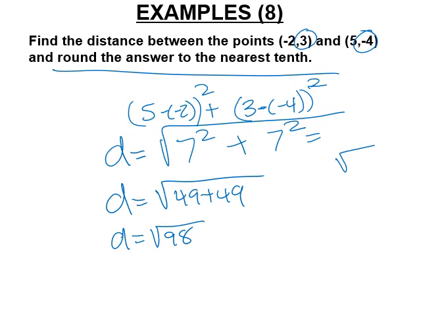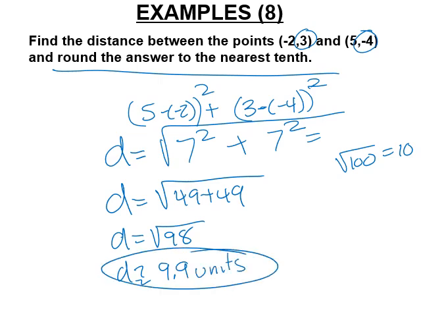Well, we know the square root of 100 is 10. So I think the only reasonable answers are 9.8 and 9.9 units. If I was doing a test, I would check which one it actually is there.